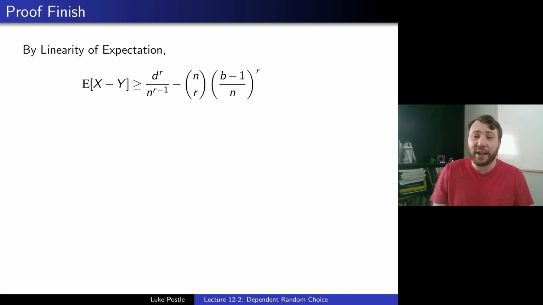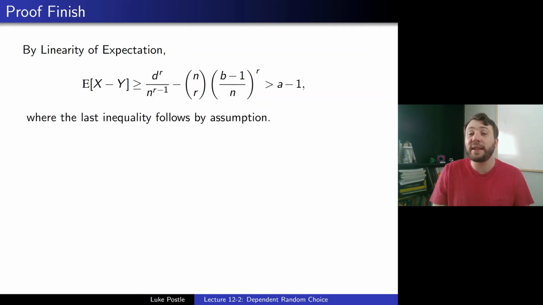Well, by linearity of expectation, what's the difference between X, the size of our set, and the number of bad r-tuples in our set? So what's the expectation of X minus Y? It's, of course, the difference of those two, which then is greater than or equal to d to the r over n to the r minus 1. That was the lower bound for the expectation of X. And we had an upper bound for the expectation of Y of n choose r times (b minus 1) over n to the r. And that might seem familiar because that second term is now the second term from our equation, and so we can use that inequality to say that this is greater than a minus 1, where the last inequality follows by that assumption.